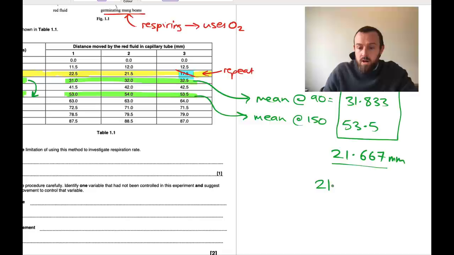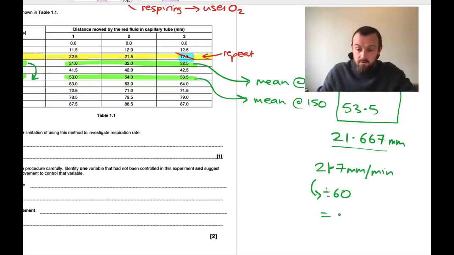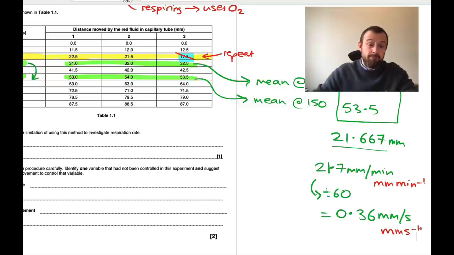You could have either said it's 21.7 millimeters per minute is fine. Or if you wanted to give it per second, you need to divide it by 60. So divide it by 60. And then you've got 0.36 millimeters per second. Or, of course, you can give these units as millimeters per min to the minus 1 or millimeters s to the minus 1. Okay.